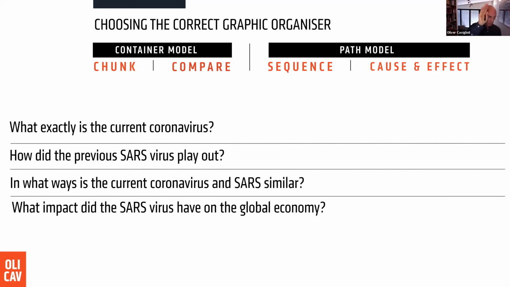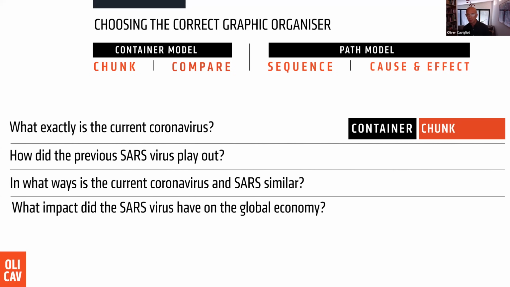So this is me. What exactly is the current coronavirus? The word that gives it away, there are 2 words, is what and is. What and is are the key words that to me shout out, I'm talking about something. If we have something, I need to know what's inside it and what's outside it. So it's a container. And then if defining, I'll use chunk. So I would use any number of graphic organizers, there will definitely be a boundary. It's the boundary that defines the nature of a container.